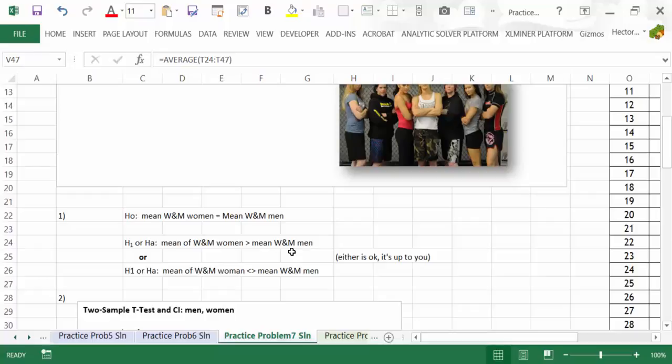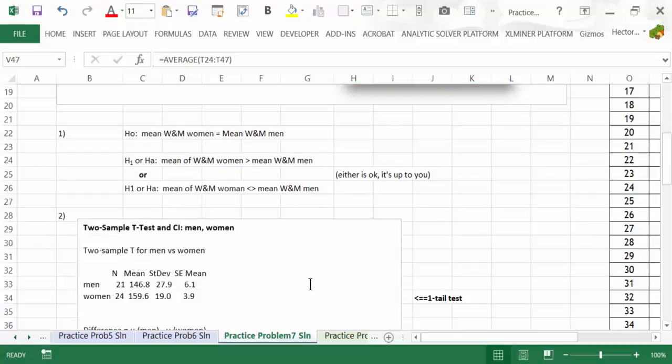Wouldn't make any sense to have it the other way, that the women are less than the men if your samples were evidence to the contrary. Or the alternative is that you're indifferent to the difference: the mean of the women and the mean of the men are not equal to one another. You just don't know whether it's larger or smaller. One-tail test, two-tail test. So let's take the data and put it into Minitab.